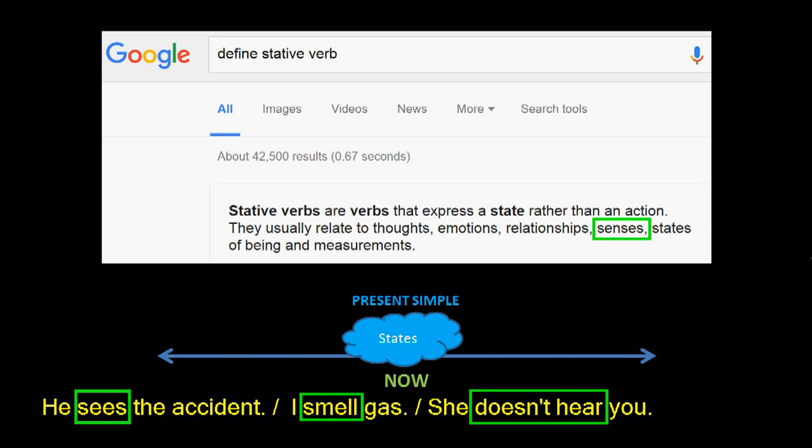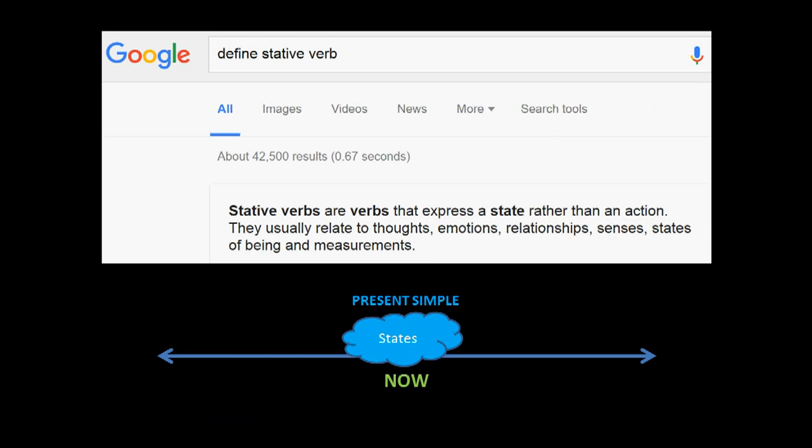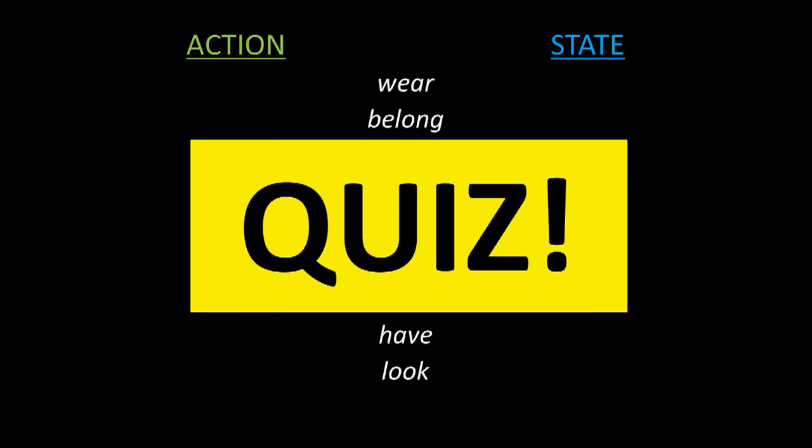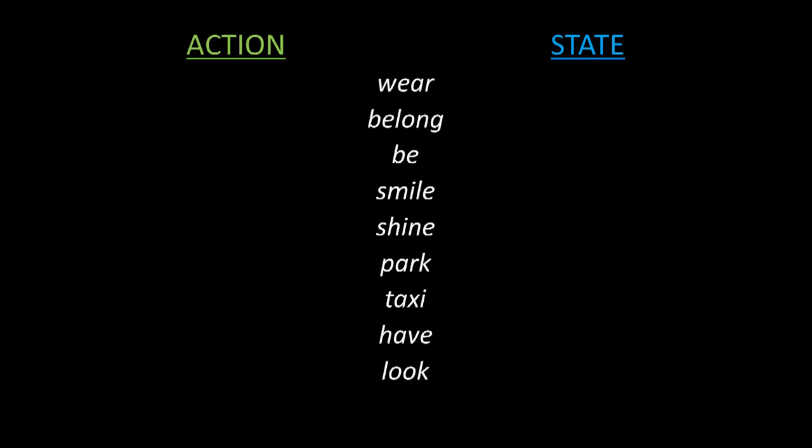Also for senses, he sees the accident. I smell gas. She doesn't hear you. These are our senses like sight, smell, hearing, taste, and touch. We usually use the present simple tense when talking about these. So, let's have a short quiz. Are these verbs action verbs or state verbs?